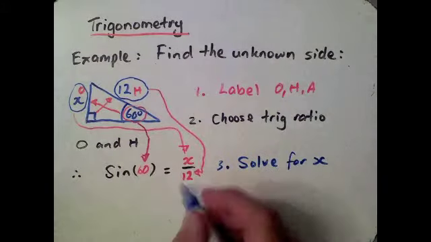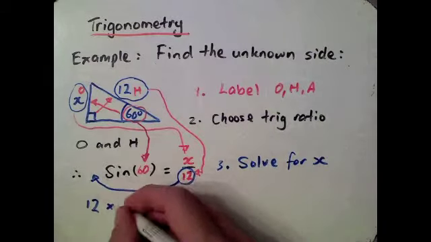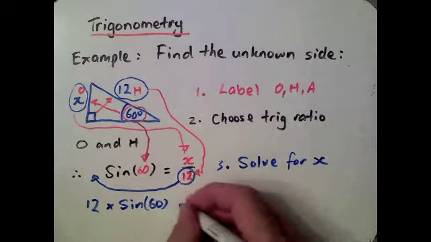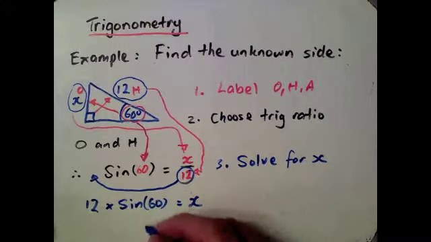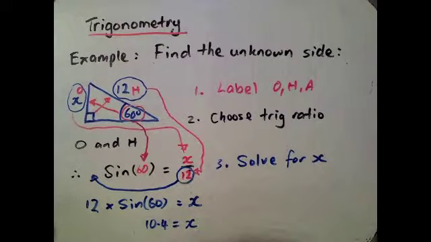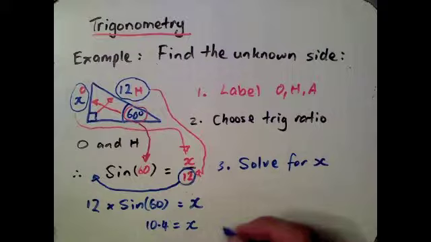Now what we need to do is solve. We're dividing by 12. So we bring it to the other side, it becomes times by 12. And then we use our calculator to just go 12 times sine 60. And that's going to give us a nice answer there of 10.4. And there's our first example of finding the unknown side on a right angle triangle using trigonometry. Nice and simple.